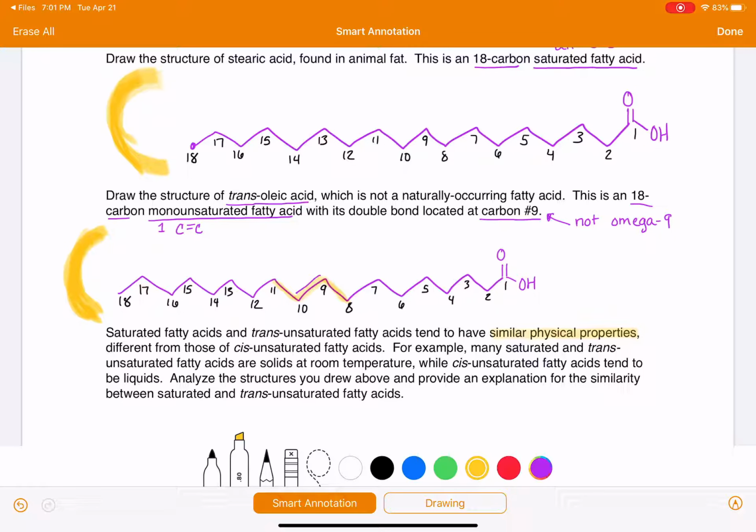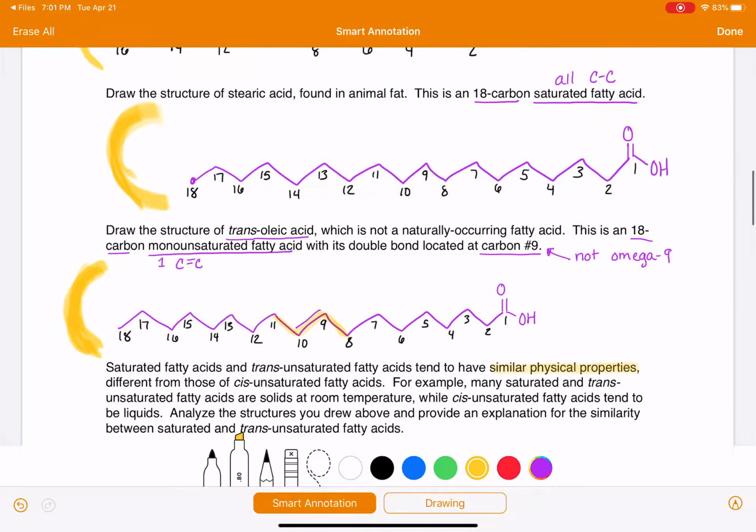And so then it gives you some examples about whether or not they're solids at room temperature. Analyze the structures that you drew and see if you can come up with an explanation. If we were in class, we'd take some time for you to talk about it with people sitting near you. But since we don't have that luxury, we're just going to do this together.